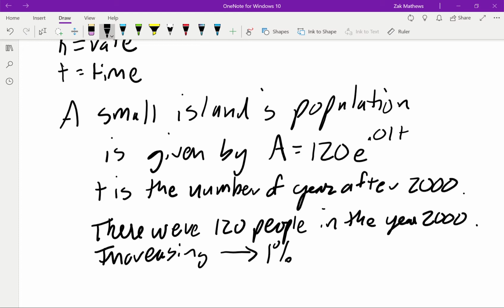So again, very intuitive. We can see right away whether the thing is shrinking or growing. If it were shrinking, we would see a negative in front. So negative rates give us a shrinking population, but because we have that positive, it is growing.